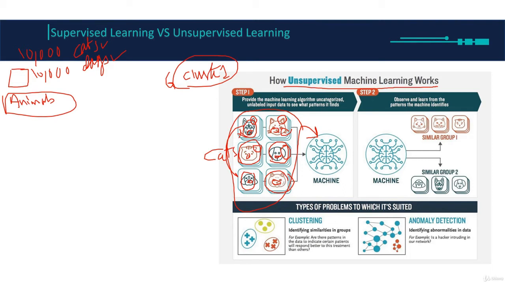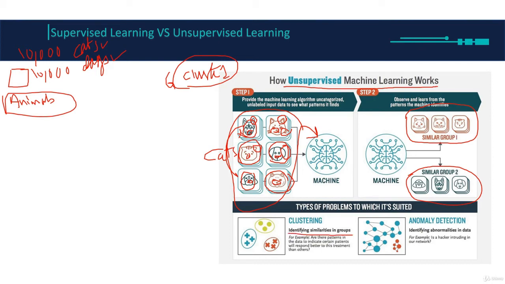So let's say we have here something called cluster number 1, which is a similar group, and it classified them correctly. All the cats are in one group, and all the dogs are in another group. This is how clustering works. It identifies similarities in the groups.